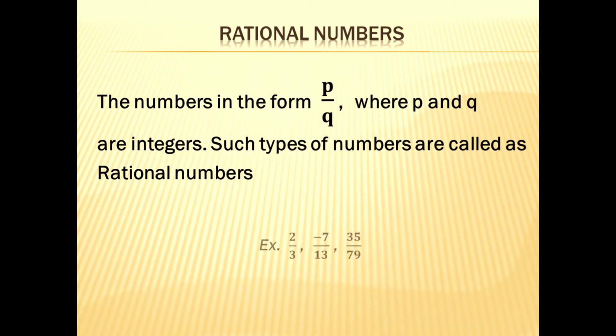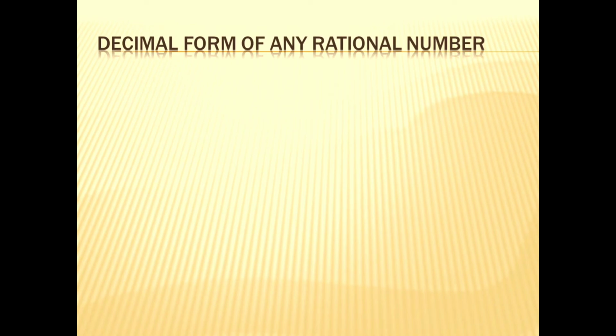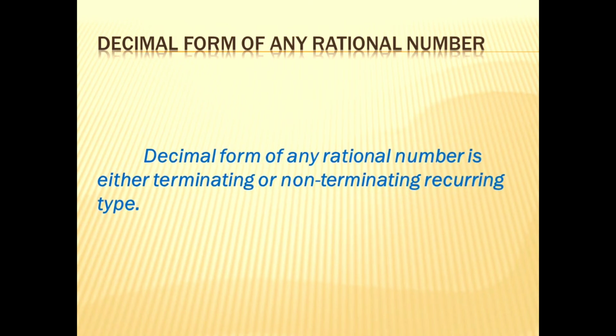Let us have some examples of rational numbers: 2 divided by 3, minus 7 by 13, 35 by 79. These are numbers written in the form of numerator and denominator. That's why these are rational numbers. Rational numbers are also written in decimal form. So that is our next point, the decimal form of a rational number. The decimal form of any rational number is either terminating or non-terminating recurring. What are these two concepts? Terminating and non-terminating recurring. Let's see.